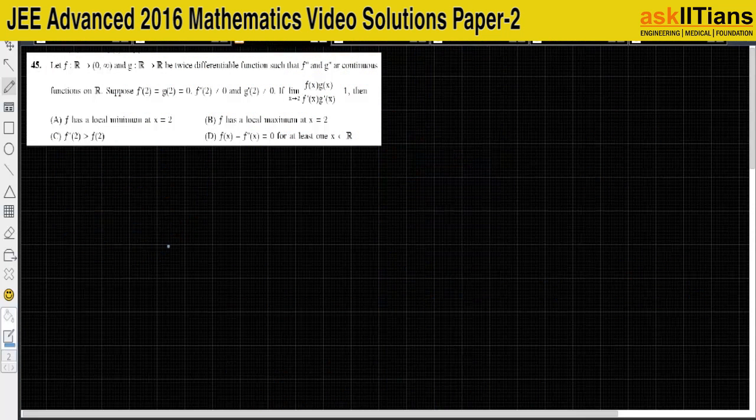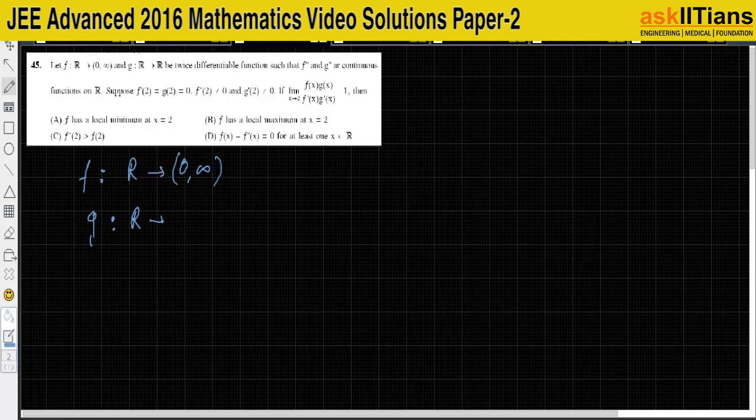Let's look at this question number 3. That's question 45 actually in the paper. There is a function F defined from R to (0, infinity). This is the domain and codomain. G is defined from R to R. Both of them are twice differentiable functions. F double dash and G double dash are continuous functions.